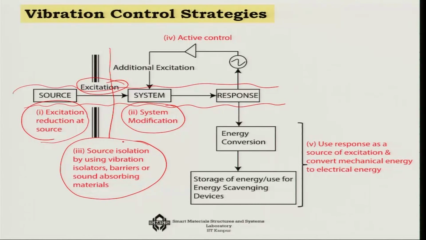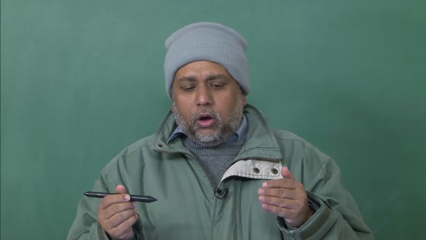These three are generally passive strategies. Of course, there are some active variations possible in 2 and 3. The fourth strategy is that you actually sense the response and you apply an additional excitation which cancels the effect of the original excitation. So, they negate each other. Okay? A force and a counter force are working together, but in opposite directions, so that they ultimately negate the effect of the vibration.